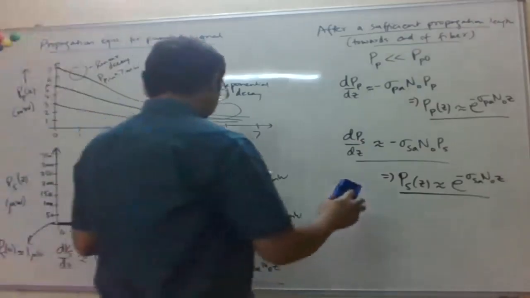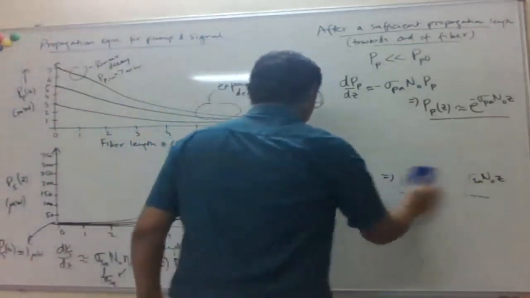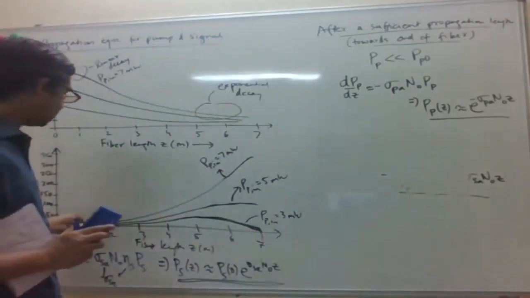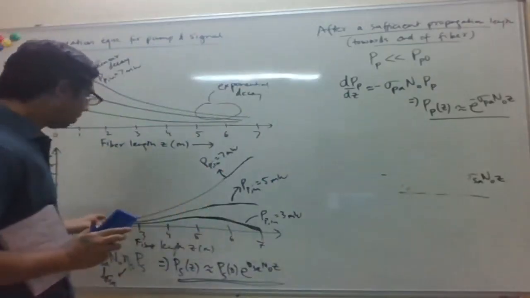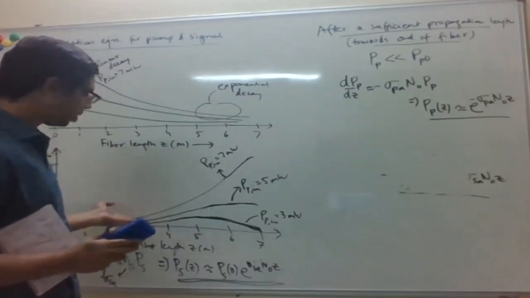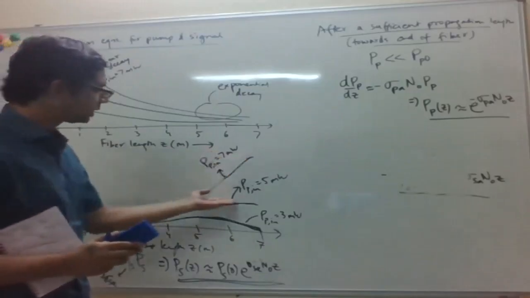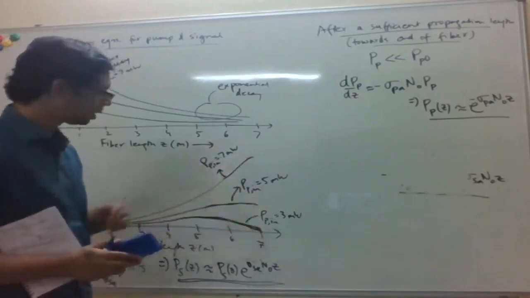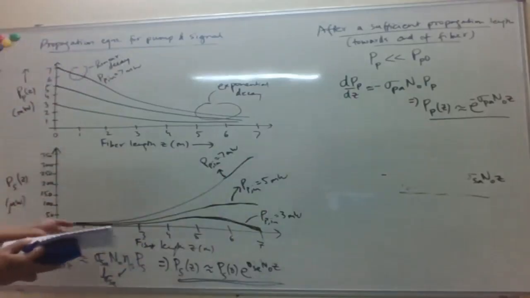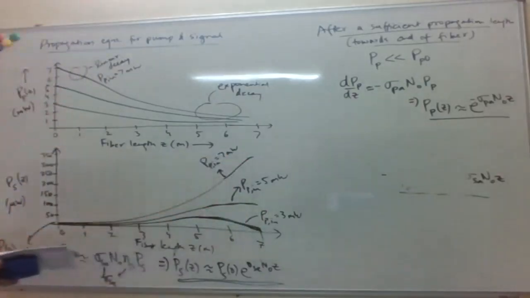Okay, so you can see that basically as we go along the fiber, the gain first increases and then it saturates and starts falling down. Right? So if you plot the gain, which is the output signal power divided by the input signal power.